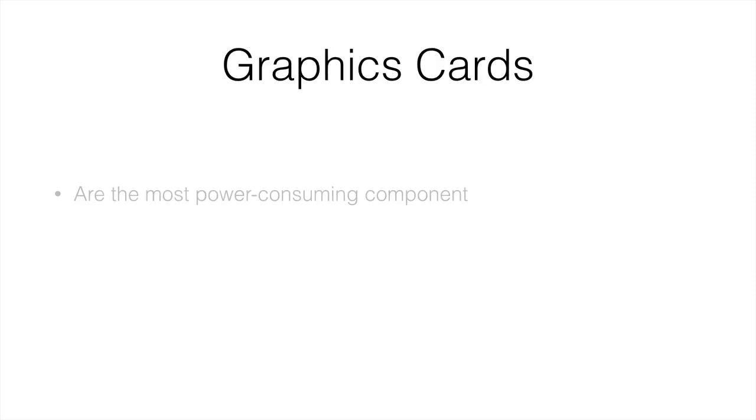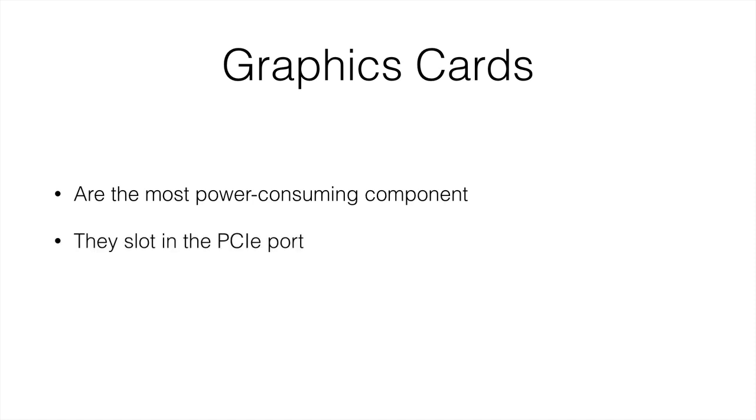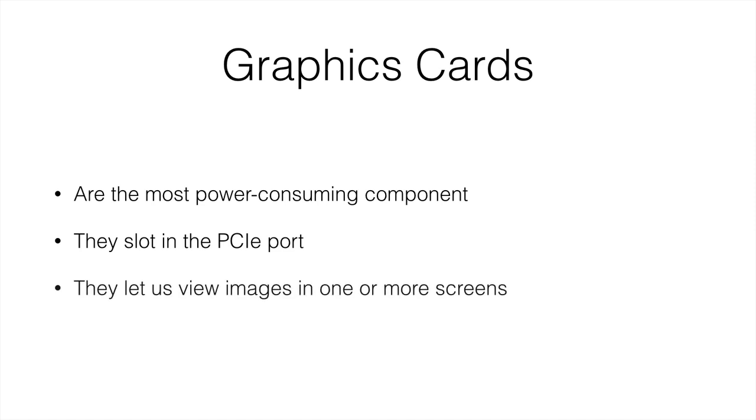So graphics cards are the most power-consuming component in a computer. This is because they're essentially like a computer inside a computer. They slot in the PCI Express port that we saw in the motherboard lecture. And as we said, they let us view images on one or more screens. So if you have a desktop computer or even a laptop, you can have two or more output ports in your motherboard or your graphics card. Let's take a look at what these ports can be.